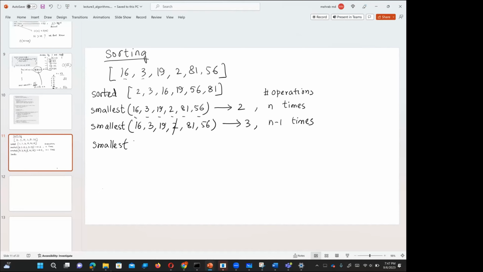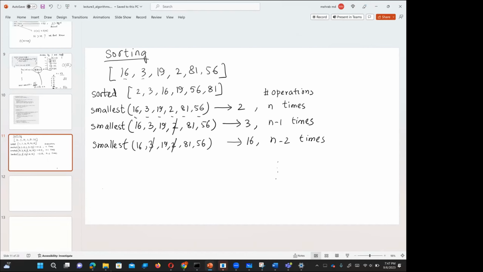So he will keep on doing this, right? Next time he will get 16, right? And how many elements will he check? This time he won't consider 3 and 2 because these are gone. So just n minus 2. Yes, n minus 2 elements. So n minus 2 elements you will check, so the number of operations he is doing is n minus 2.